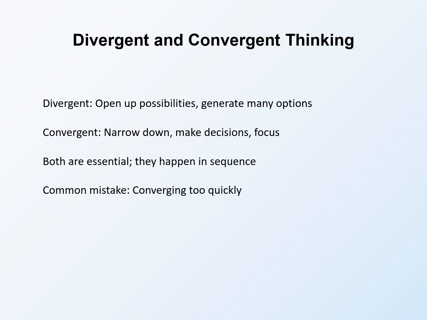The double diamond relies on 2 modes of thinking. Divergent thinking opens up possibilities. You're not judging yet, you're generating. How many different perspectives can we gather? How many different solutions can we imagine? The more the better. Convergent thinking narrows down. Now you're deciding. From all these perspectives, what's most important?